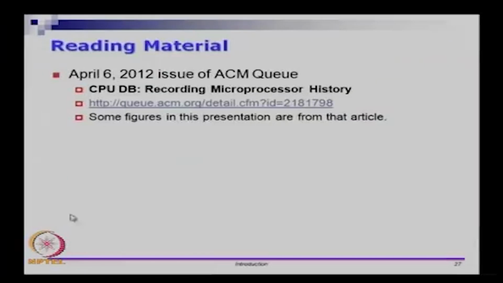In terms of reading material, I want you to go and read this article. I took some pictures like the processor frequency and other things from this link. It's from ACM's Queue, April 6, 2012 issue. I highly recommend you read this article, because it gives you a lot of insight about what happened in the computing field and what the different kinds of growth trends were that we saw on the CPU side. CPUs are not the end of the world, there are several other chips outside CPUs, but it's a good place to start.